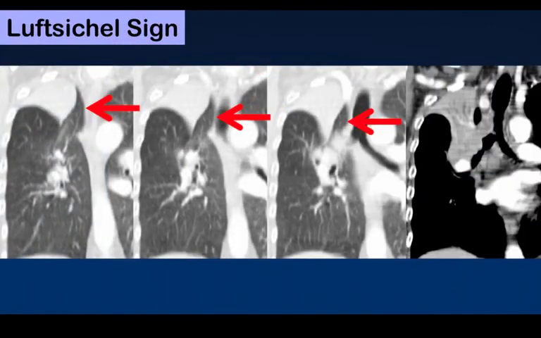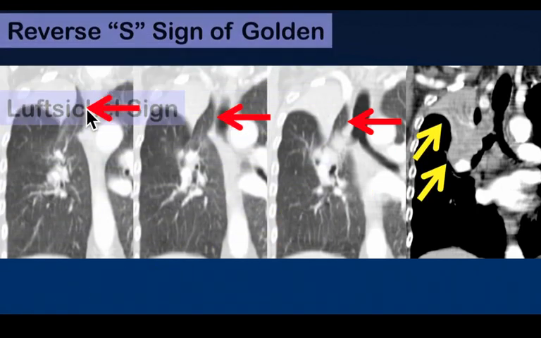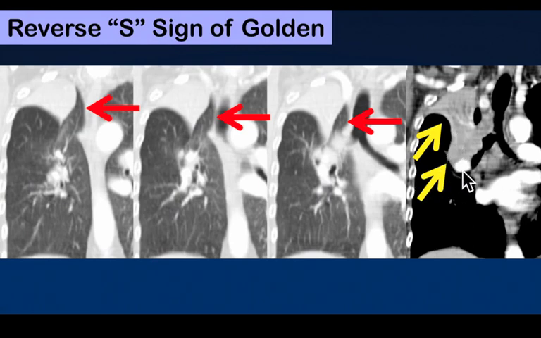Okay? And so here the patient in a coronal reconstruction from the CT. Here is the interdigitation of the superior segment of the right lower lobe between the collapsed right upper lobe and the mediastinal structures, resulting in a right-sided Luftsichel sign. Notice also the inferior bowing of the fissure seen here, right, consistent with the reverse S sign of Golden, due to this very large central obstructing mass.